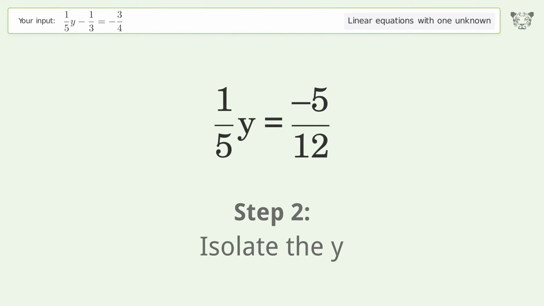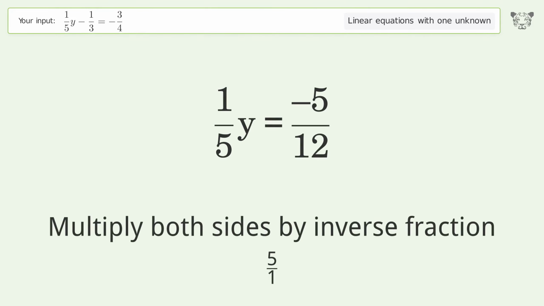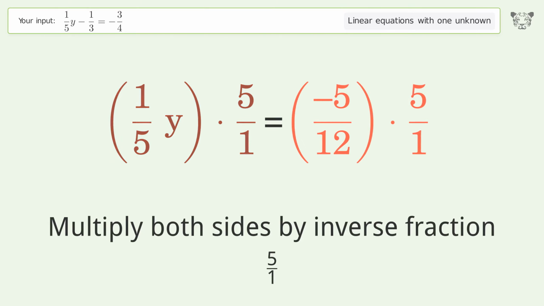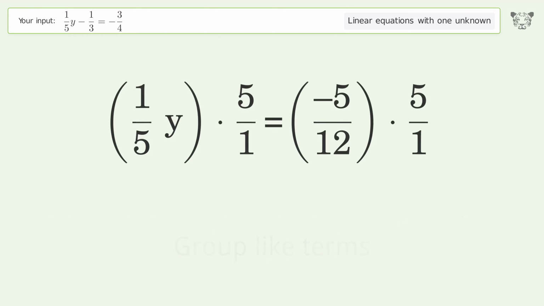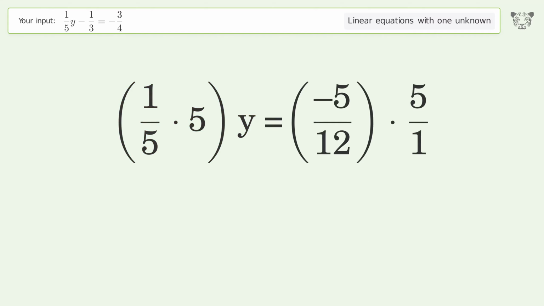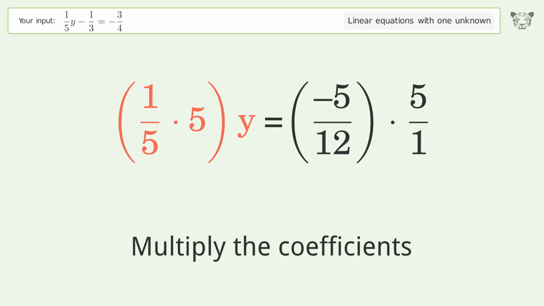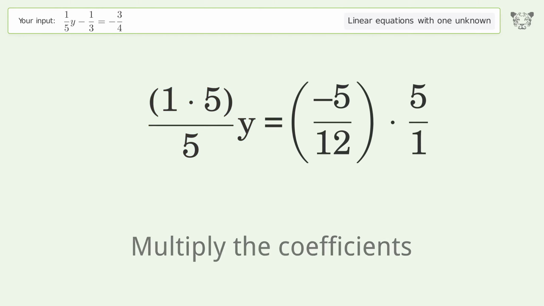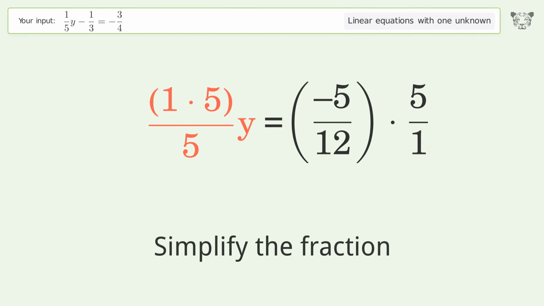Isolate the y. Multiply both sides by inverse fraction 5/1. Group like terms. Multiply the coefficients. Simplify the fraction.